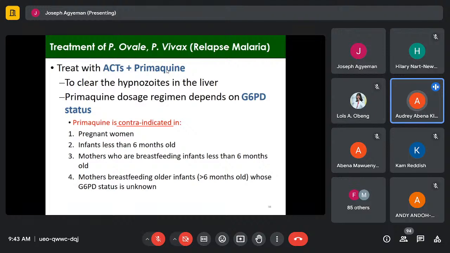For aminoquinolones, we have the 4-aminoquinolones and then the 8-aminoquinolones. A 4-aminoquinolone example is amodiaquine, and an 8-aminoquinolone is primaquine. Then we have sulfonamides. An example is sulfadoxine. We have 9-aminoacridine. Example is mepacrine. And then for other antimalarials, I had antibiotics.